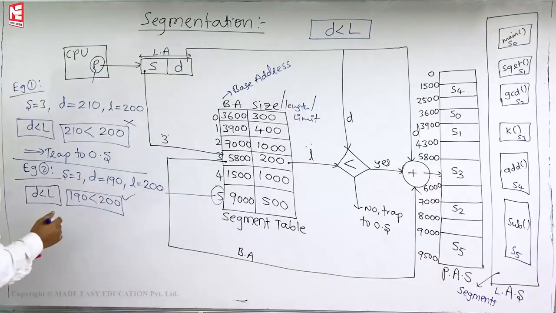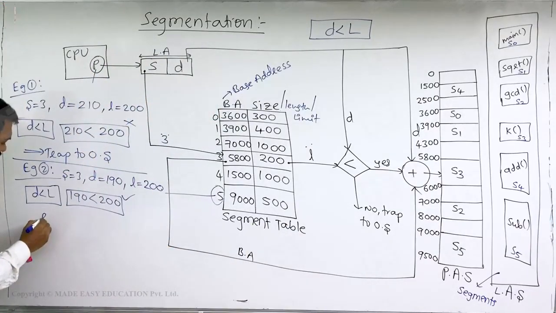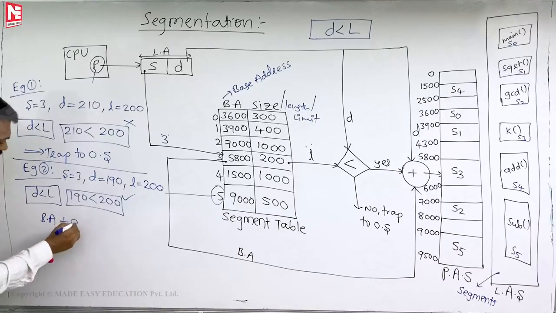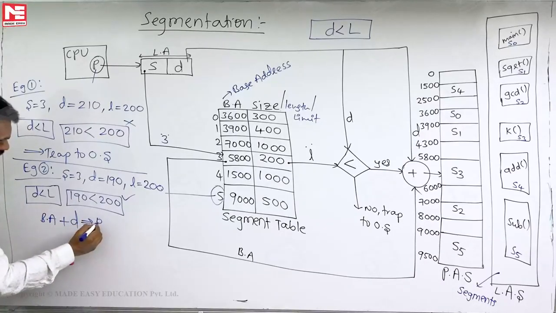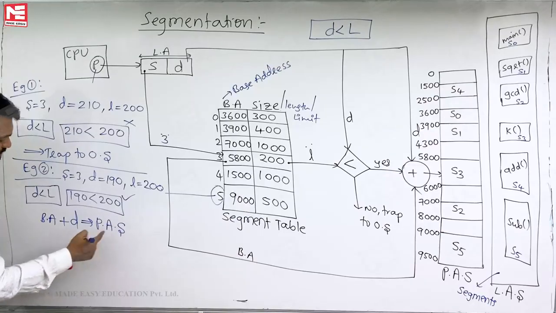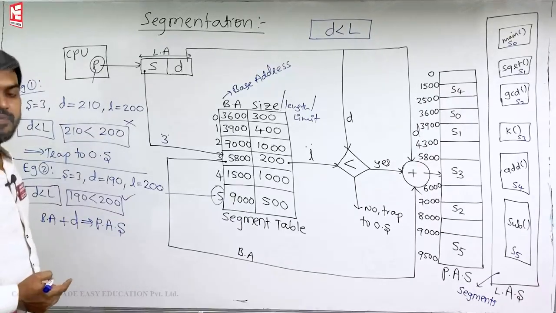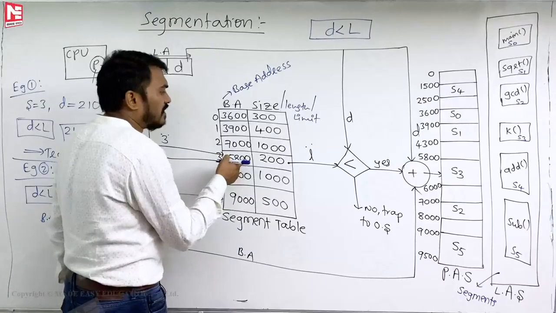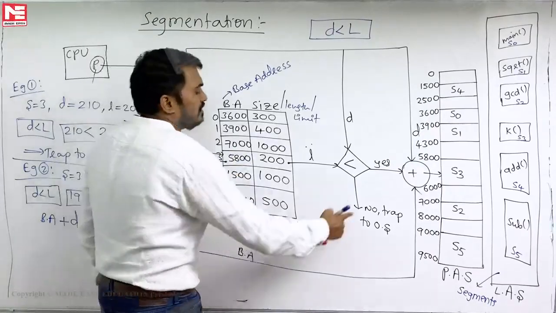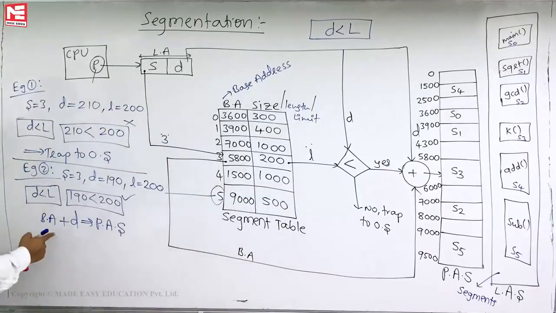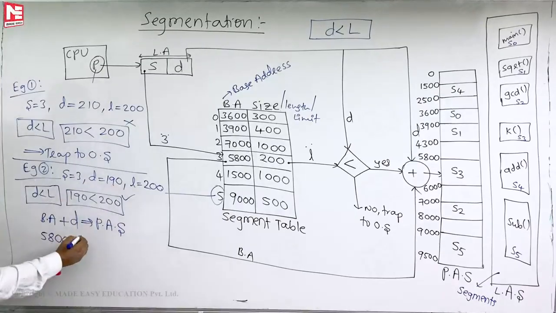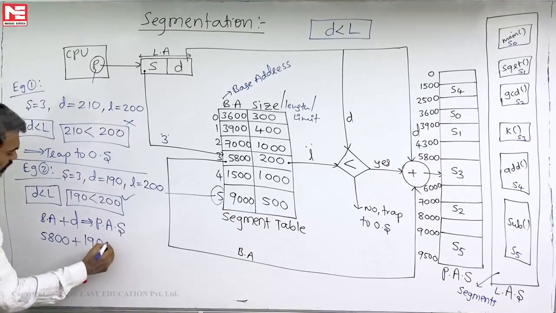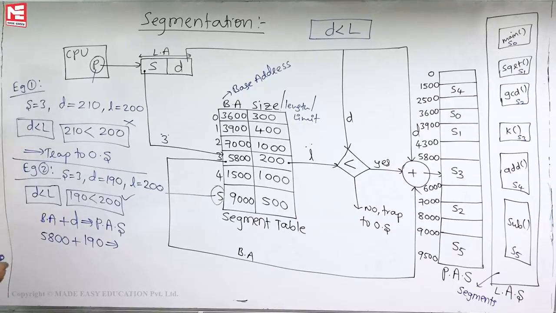So understand here, that will be added. Look here: the base address will be added with the offset, and you go to the corresponding location in the PAS. Now tell me, what is the base address of the corresponding segment? Base address is 5800. Plus, the D value is how much here? 190. And you go to the corresponding location in the PAS.